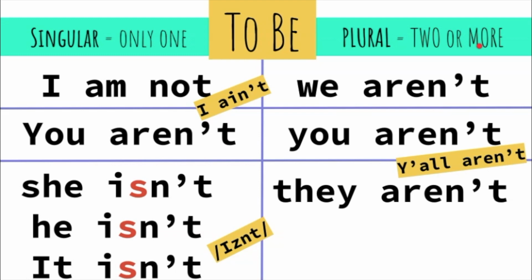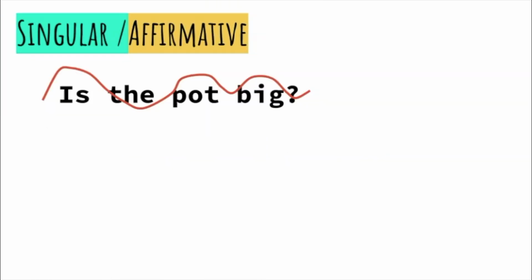In Durham, there are two other variations you might hear. This contraction you won't often find in a book, especially not a grammar book, but it's often used in the South. It's I ain't. You'll also hear across the South, y'all aren't. Okay, so let's put these into action.